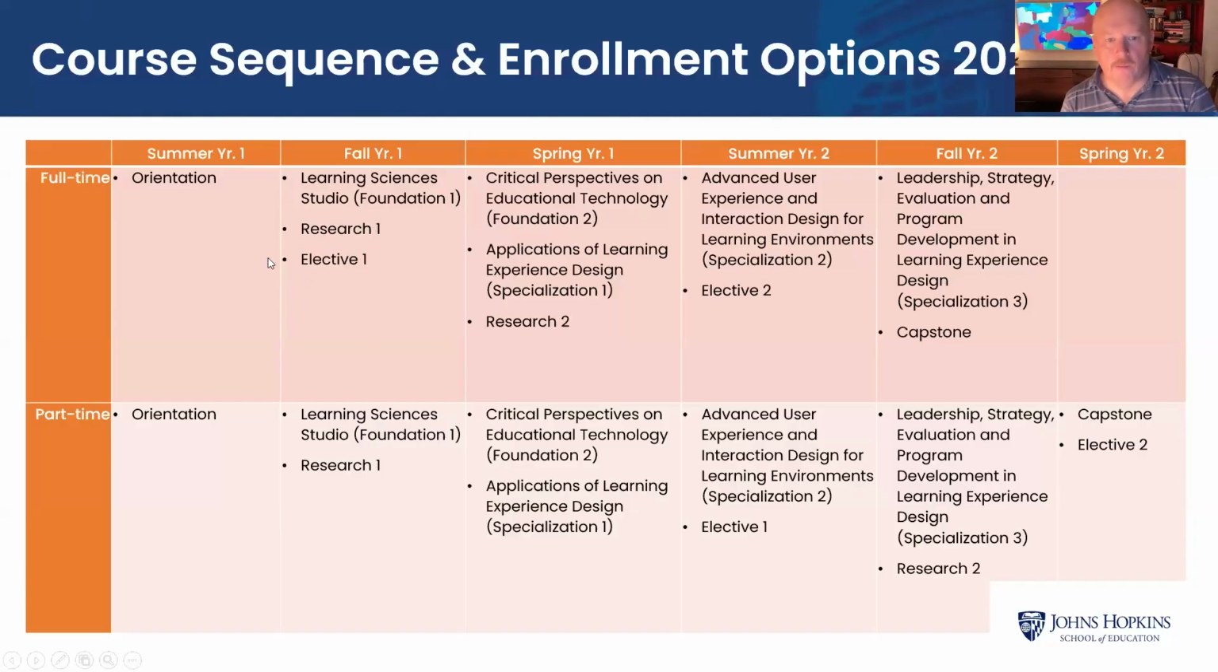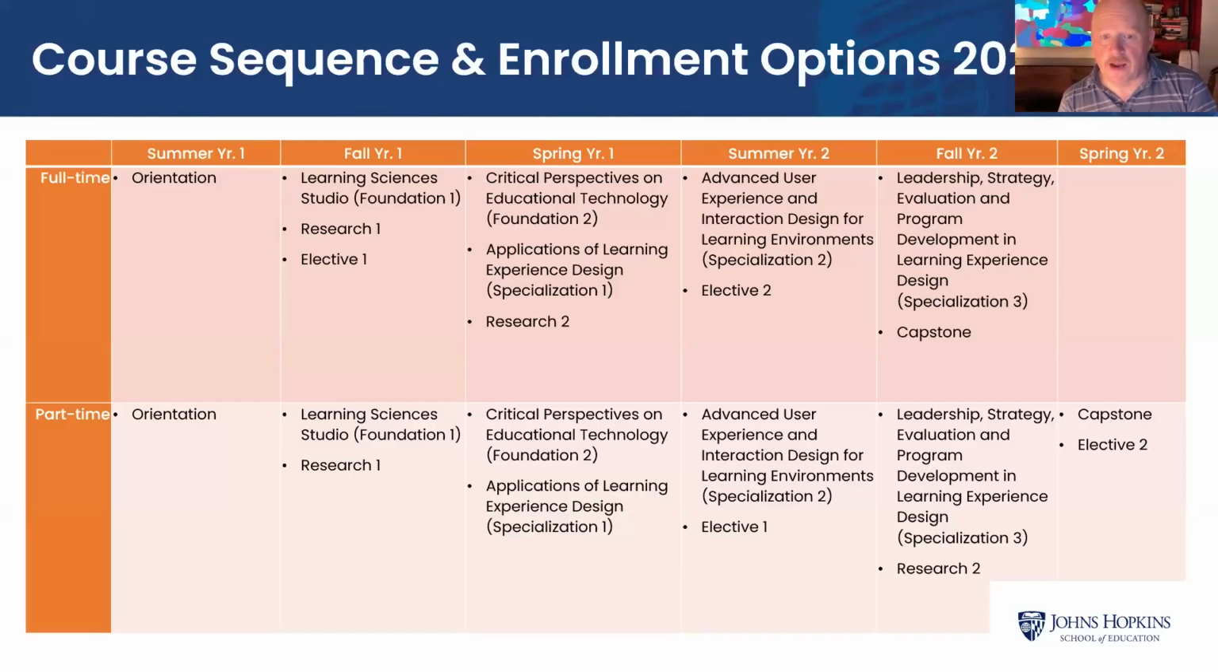In the fall, you begin with the first foundation course, Learning Sciences Studio. Research 1 here refers to Introduction to Social Science Research. And then you would have an elective course if you were full-time. You would take the same foundation and research methods course in your first semester if you were a part-time student, and so on. As you can see, your first elective option, should you go full-time, would become available to you in your first semester.